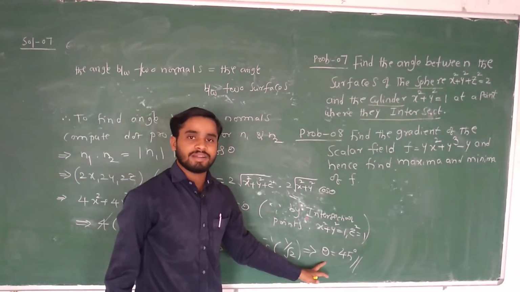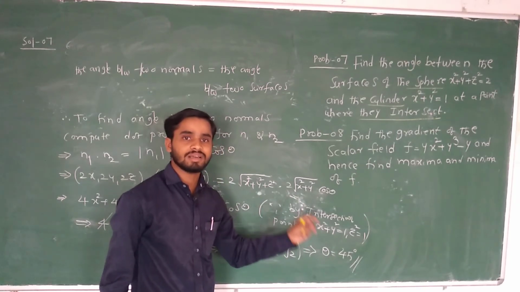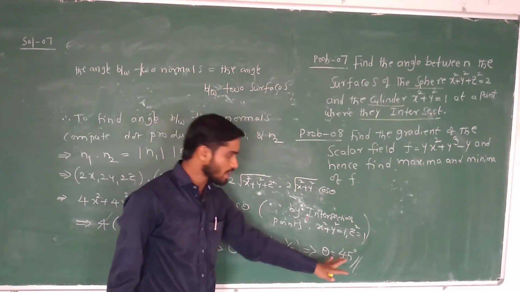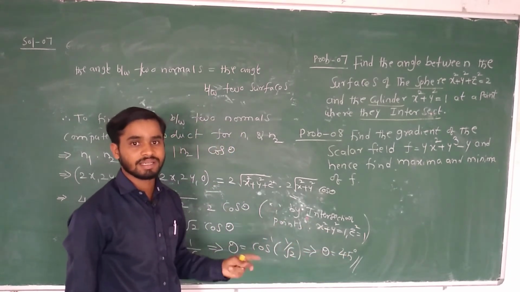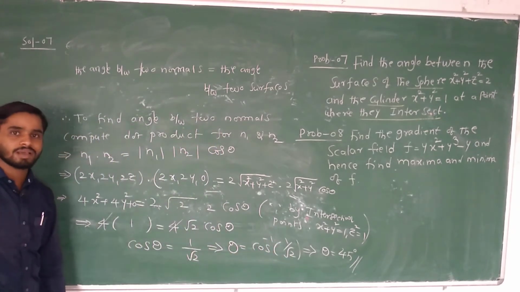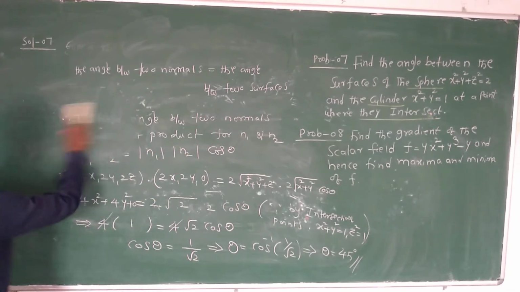This theta is equal to 45 degrees at each and every point where the two circles are intersecting. This is same at each and every point the given two circles are intersecting. Okay? So this is the way to compute the angle between two surfaces. Quickly we will see the second problem.